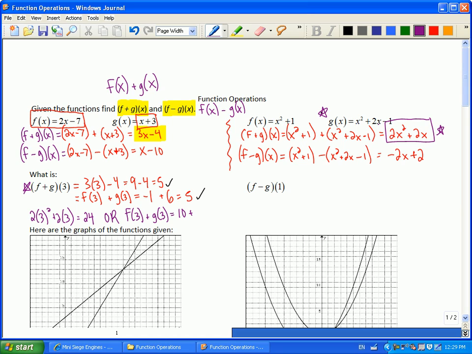And 9 plus 6 is 15, minus 1 is 14. It's also 24. I'm not expecting you to do it both ways, but just since we're starting, just know there are two options for you if you're trying to do this. You can pick one you like.